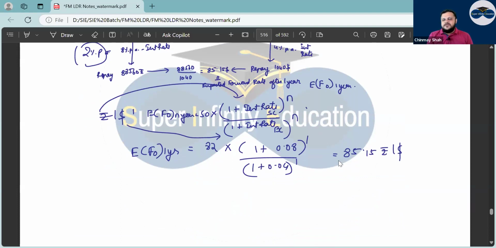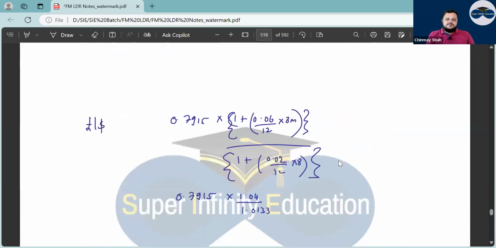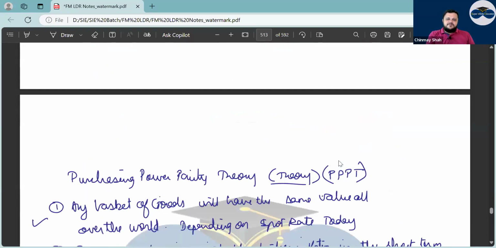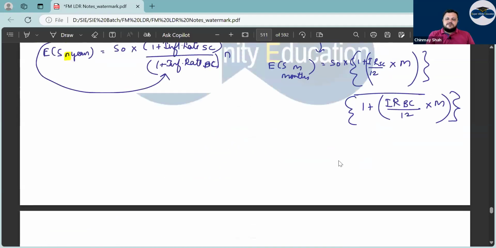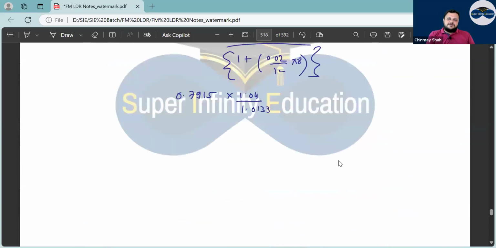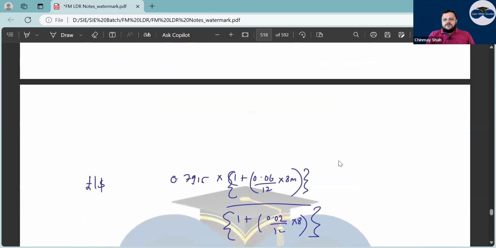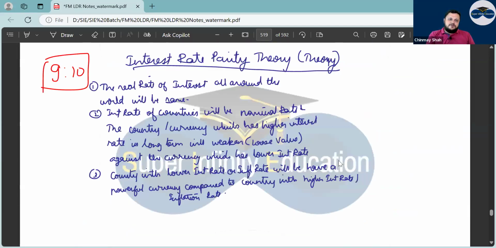So the formula is what? EF0 n year is equal to S0 into 1 plus interest rate of secondary currency by 1 plus interest rate of base currency raised to n, correct? Then here same thing will happen. Same thing that we did here. Triple PT. Month wise you have to do calculation like this, right? Same cut copy paste applies to IRPT as well. If they ask you what, tell me in number of months, then do divided by 12 into number of months of the interest rate, correct? And find the forward rate.